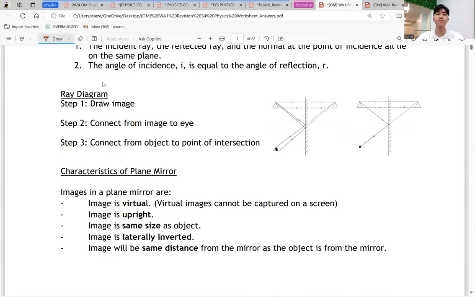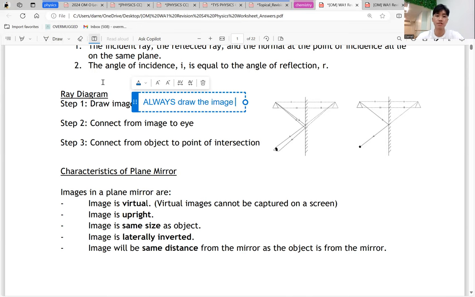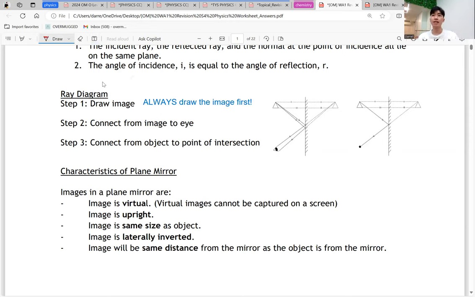Now, for ray diagram, it's very important for you to understand the correct steps towards drawing it. Now, if you trust me, just write this down. Always, always draw the image first. This means regardless of what question you're solving, as long as it's a plain mirror image question, your job is to always draw in the image. If you don't draw in the image, you're screwed, in short.